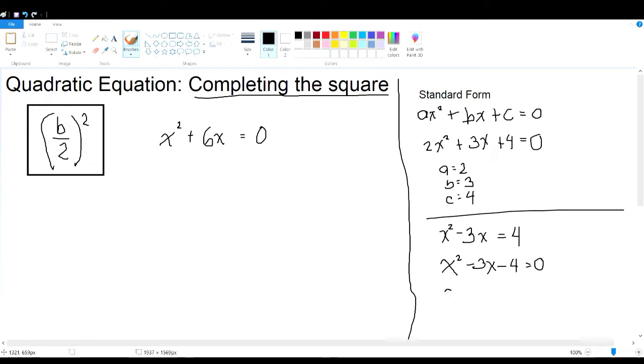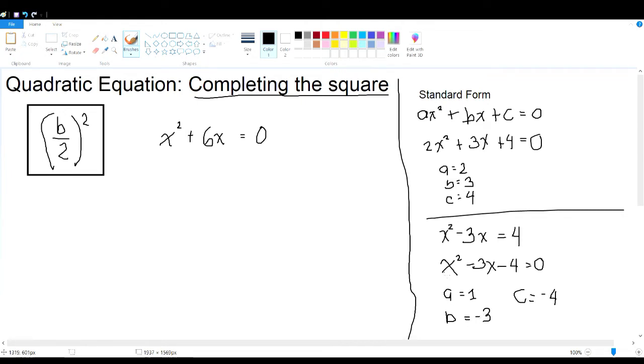Now, what will be the value of A? Kapag letter lang ang nakikita nyo lagi, may invisible na 1 dyan. It's considered 1x squared. Pero hindi na natin sinusulat yung 1 kasi pag ganyan, automatic may 1 na siyang katabi. So, A is equal to 1, B is equal to negative 3. Consider the sign. And C is equal to negative 4. That's all about standard form.